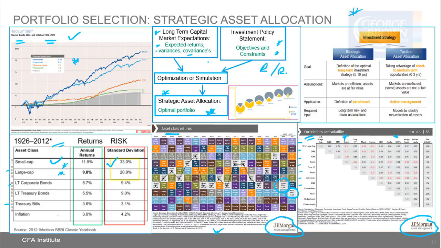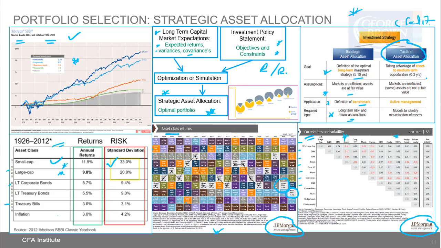Anyhow, once we come up with our strategic asset allocation for our individual investor, then we know that in the short term, because we see these ranges of returns for different asset classes, in some cases there's a tactical asset allocation. And I got this from Credit Suisse. We've shown this in a previous video. The difference between strategic and tactical is that strategic asset allocation is the long-term investment strategy, 5 to 10 years. The assumption is that the markets are efficient, assets are at fair value, and you're going to define a benchmark, and the required input is the long-term risk and return assumptions.